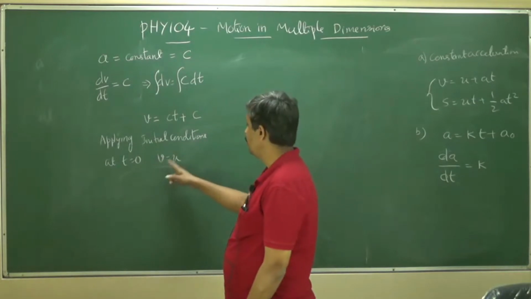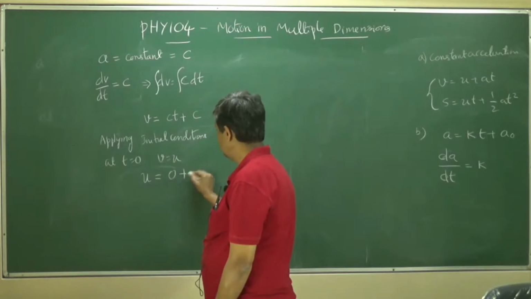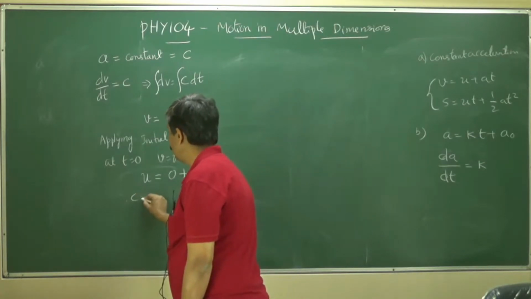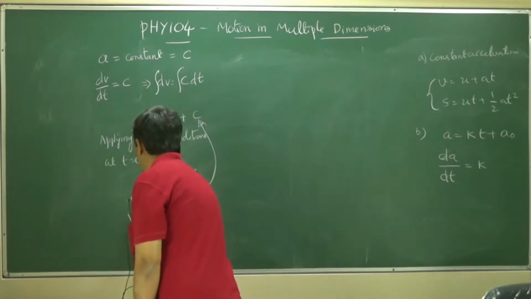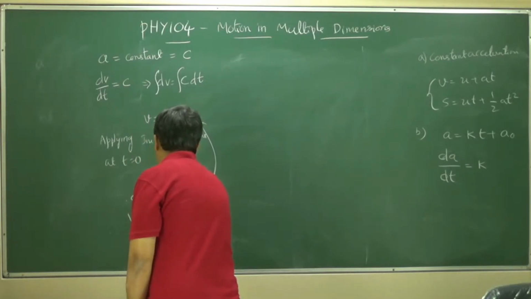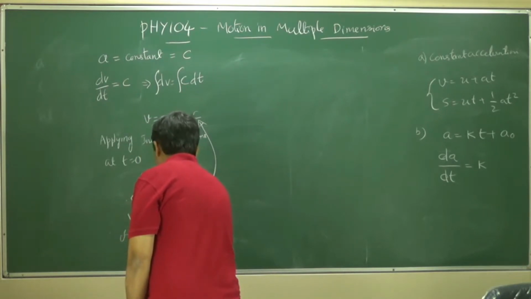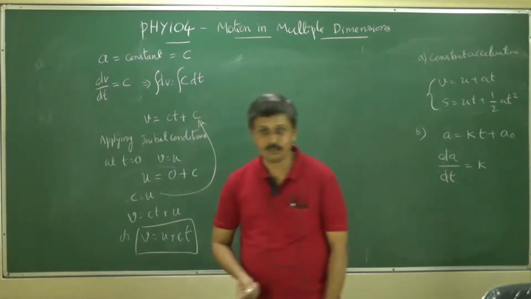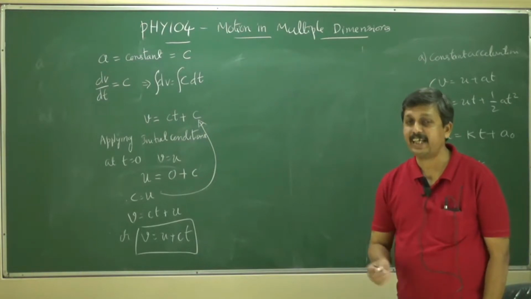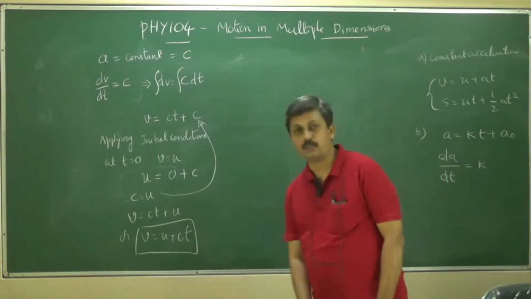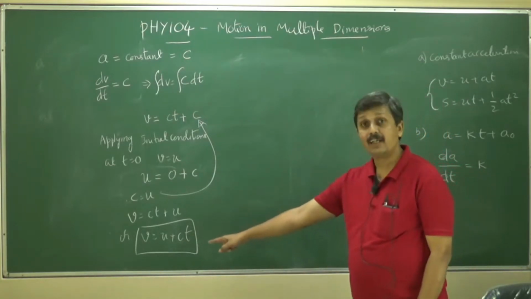At t is equal to 0, v is equal to u. In the place of v, we will put u is equal to 0 plus c. Therefore, c is equal to u. So put this into this. Therefore, v is equal to ct plus u, or v is equal to u plus ct. C is a, so we got our first equation. If you take a as a constant acceleration, instead of c, we can say v is equal to u plus at.